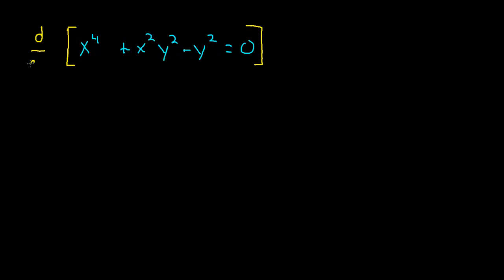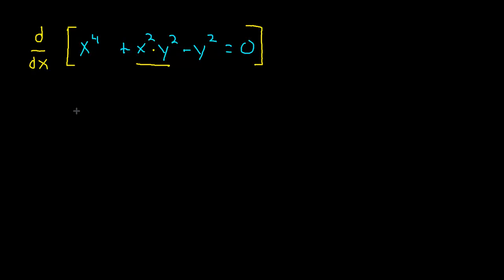Okay, for the final example here, I've chosen a slightly more difficult one. And let's see here, it is x to the fourth plus x squared y squared minus y squared, and this all equals 0. Okay, so when I differentiate this thing with respect to x, I always step back and ask myself, are there any other rules that I'm going to need? And it turns out I'm going to need the product rule for that guy right there, because this is a product. Okay, so let's keep that in the back of our mind.